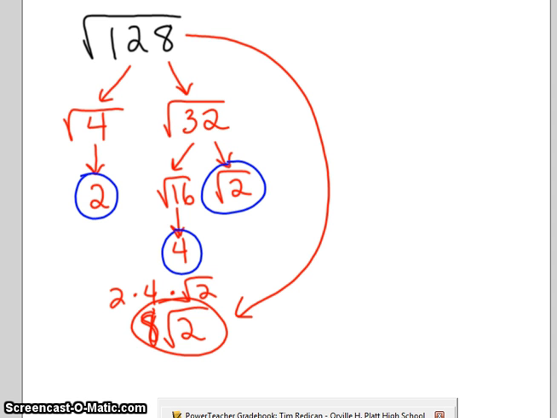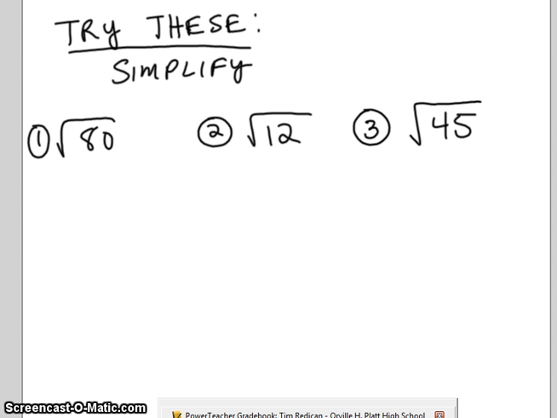All right. At this time, I'd like you to try your own. Okay, see if you can simplify these 3 square roots to the simplest form.